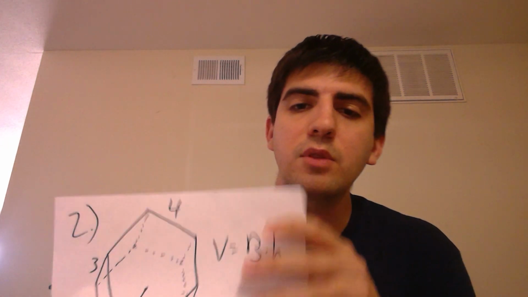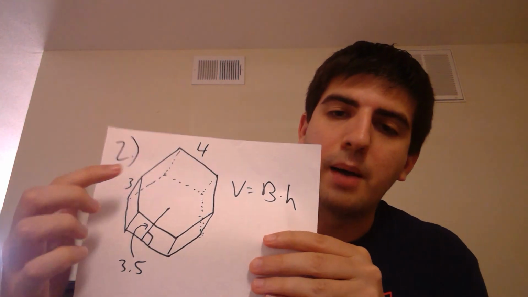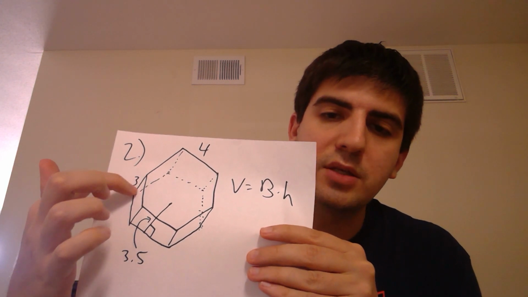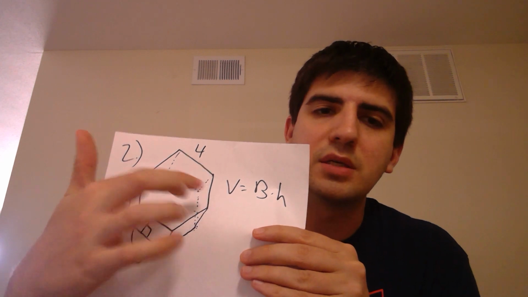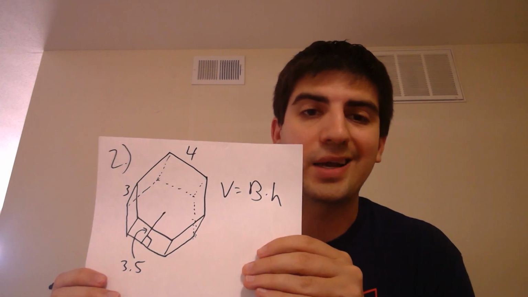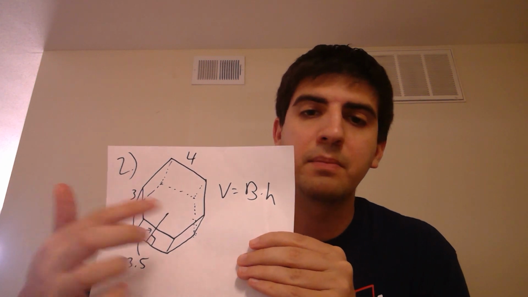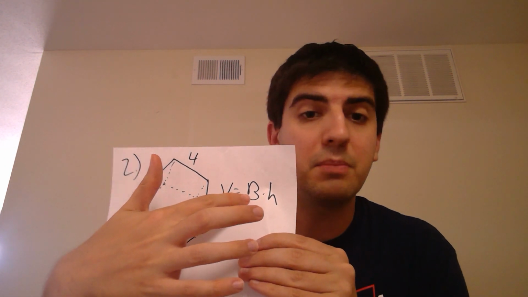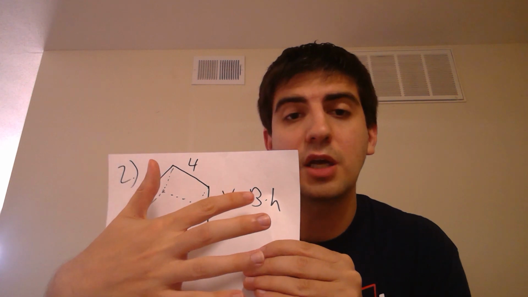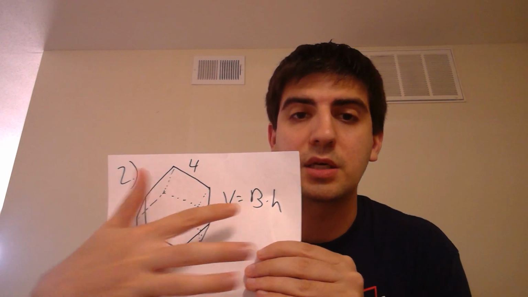So in this shape, even though there are all these rectangles on the sides around the shape, those aren't the bases. The 2 bases are the hexagons. There's a big hexagon up top and there's a hexagon underneath. So the big B, the area of the base of the shape, is going to be a hexagon.